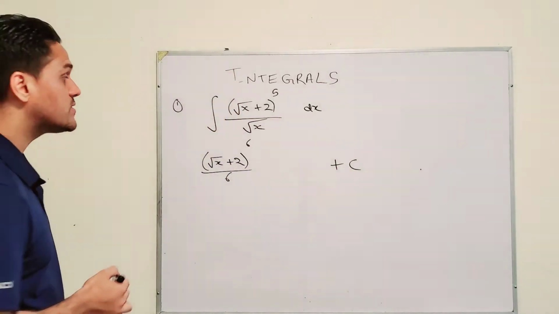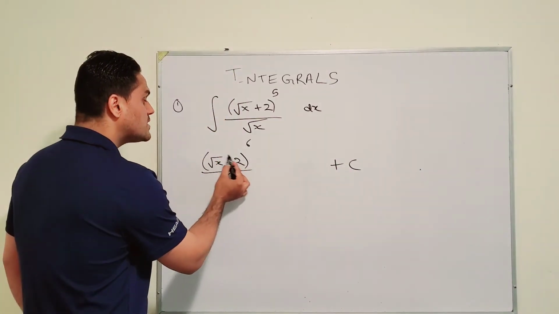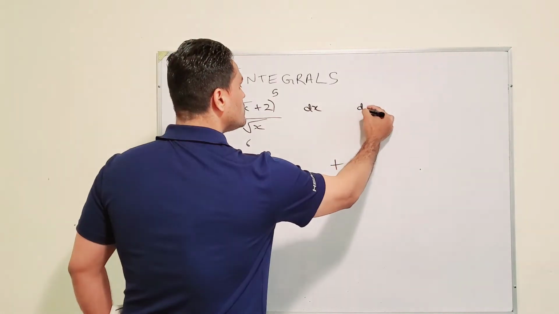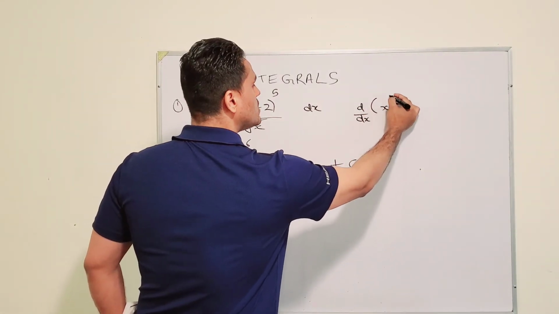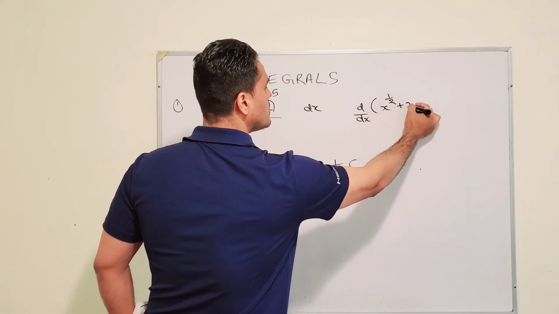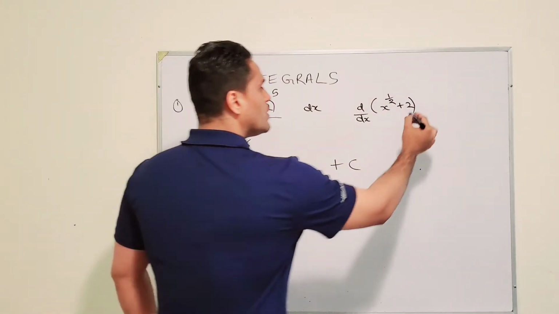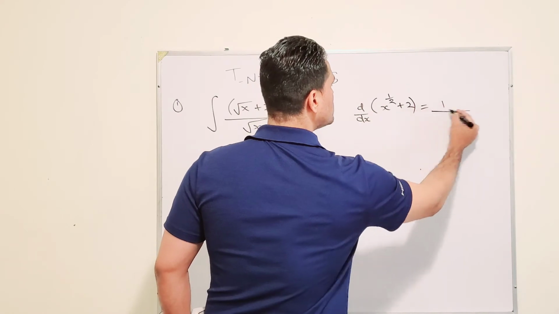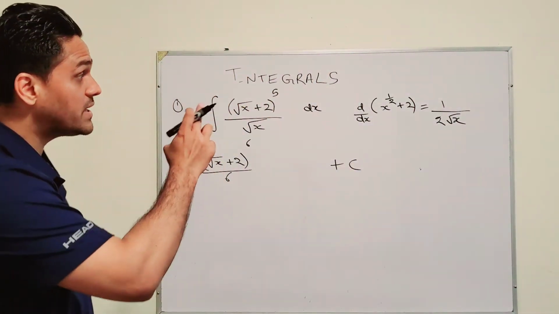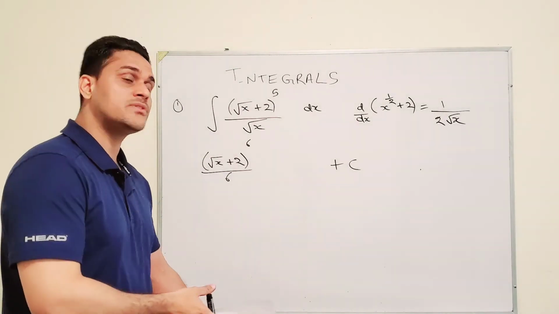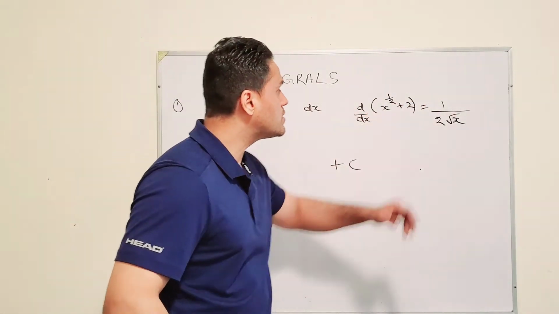Now we need to ask ourselves, what's the derivative of this inside term going to be? Okay, so we're trying to get the derivative of the inside term, which you can rewrite as x to the power 1 over 2 plus 2. Okay, well that's just going to be 1 over 2 square root of x. Okay, I'm hoping by now you're really good with the derivatives. So that's just going to be 1 over 2 square root of x.